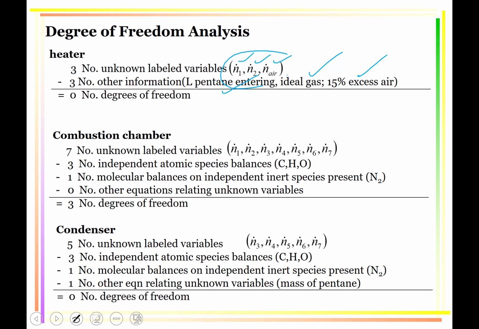Without these, if we look at the combustion chamber, we have 7 unknowns, 3 independent atomic species balances, 1 molecular species on inert, and nothing else. So that gives us 3 remaining degrees of freedom. For the condenser, we have 5 unknown variables, and we have 3 atomic species balances, 1 inert, 1 other, and this is our mass of pentane coming out. So around the condenser, we also have 0 degrees of freedom.